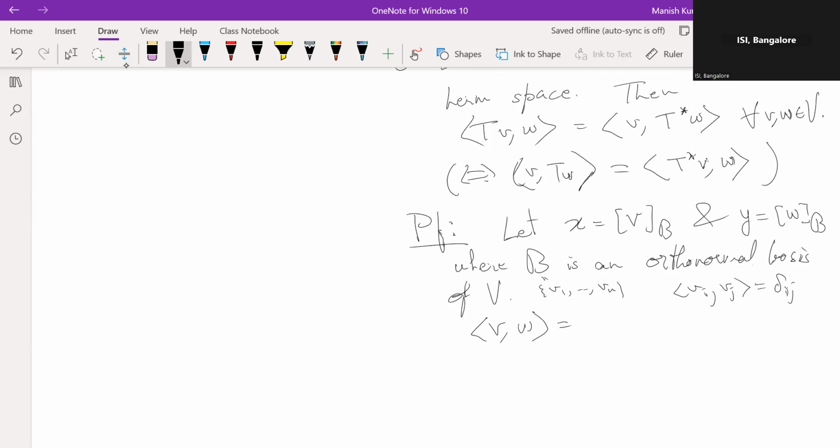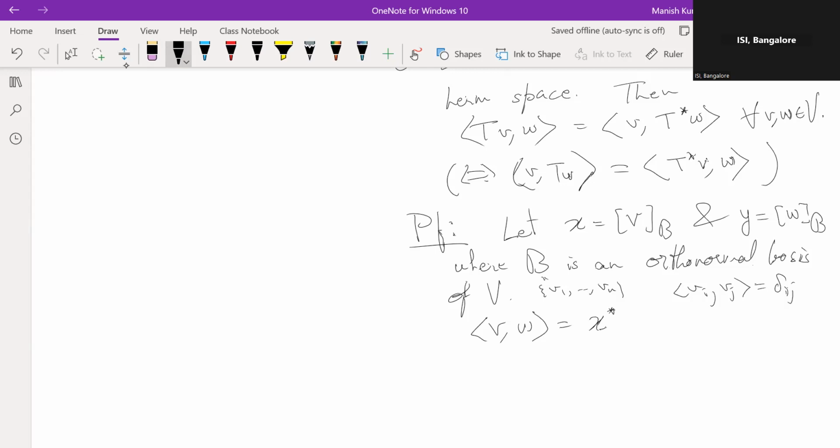Say that again. Say that loud. Xi bar yj delta. Why is it going to be X? If the matrix was some A, then it will be X star AY. Yeah, that is what it would be. So here the matrix is identity.